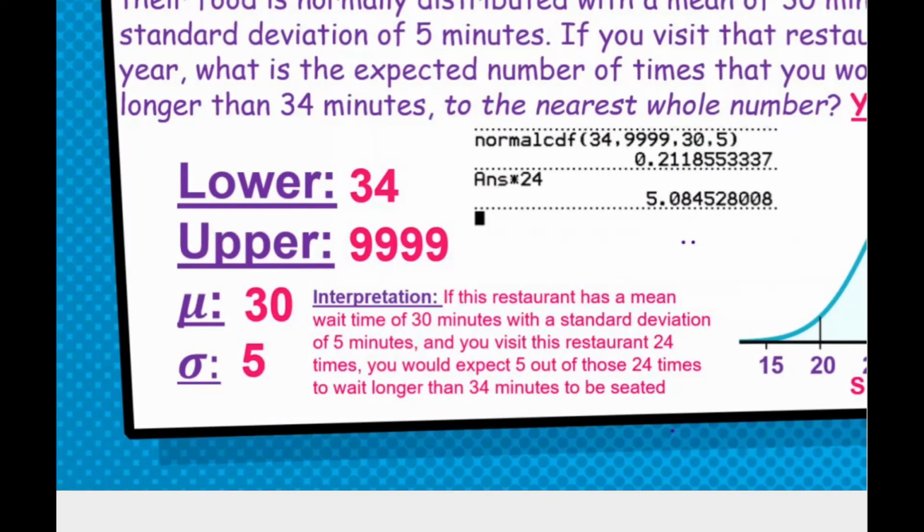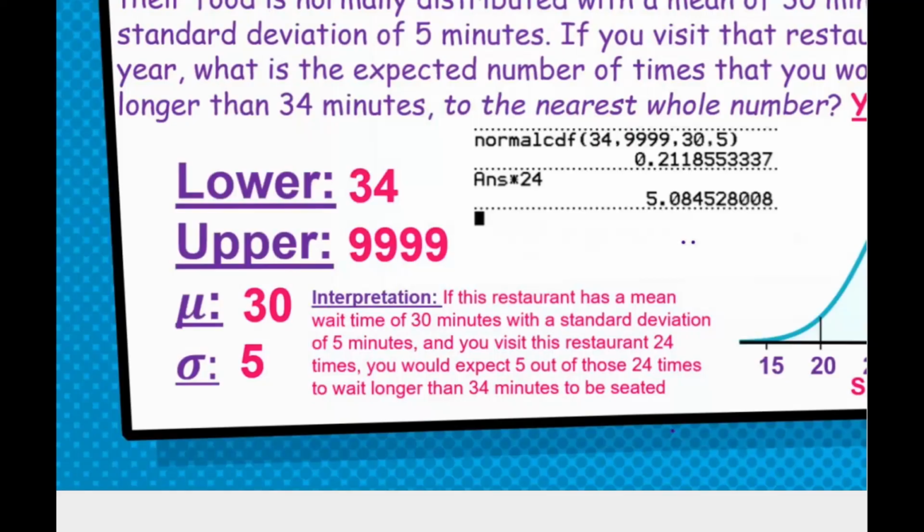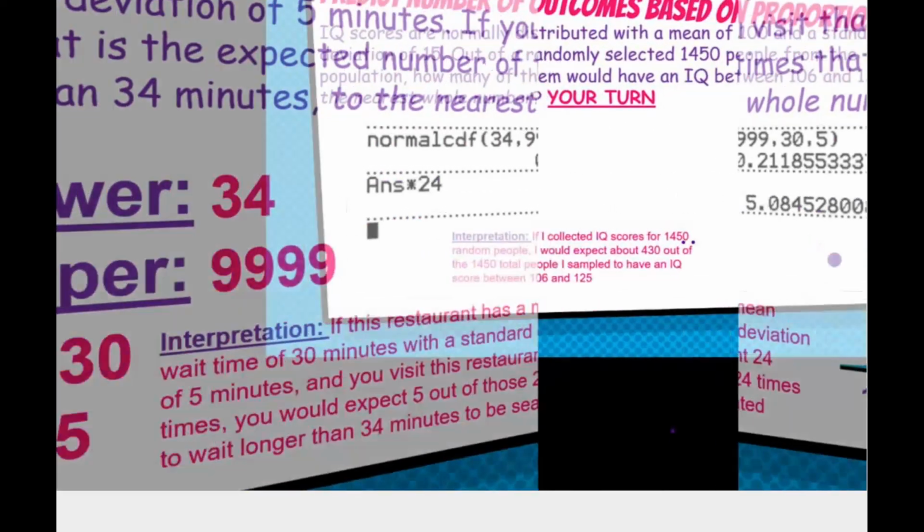And I get this in my calculator. And so now this proportion of the graph has been shaded. And if I'm visiting the restaurant 24 times this year, and this is my proportion of the graph, then I just multiply that by 24. And I get this. And what does that represent? That means that if I visit the restaurant 24 times this year, rounding this number, about 5 of those times I would expect to wait longer than 34 minutes.